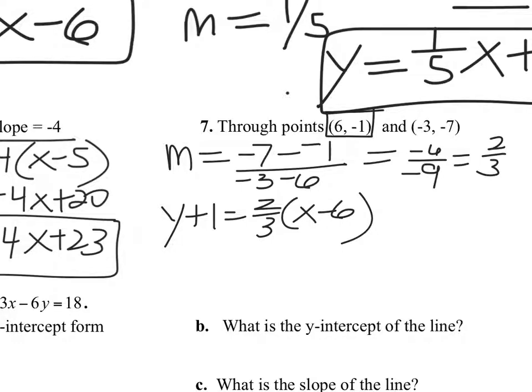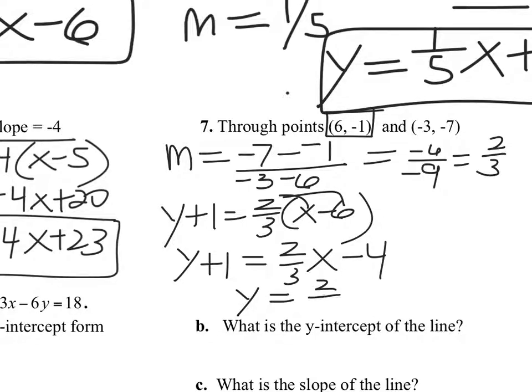All right, so let's distribute. Y plus 1 equals 2/3 x. What's 2/3 times 6? Can you do that in your head? 3 goes into 6 twice. 2 times 2, 4. Okay, you need your calculator for that? That's all right, I guess. And then finally subtract 1 to the other side. So y equals 2/3 x minus 5. There you go.